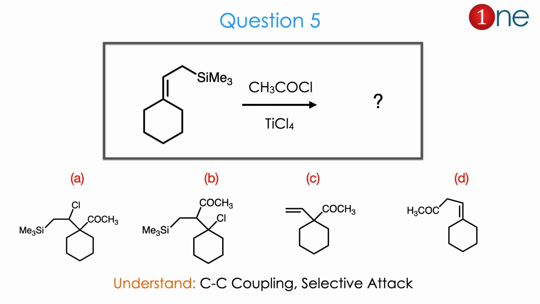Then question number 5. The starting material is cyclohexyl attached with an exocyclic double bond and trimethylsilyl. Here the reagents are acetyl chloride and titanium tetrachloride. Here they ask you to find the product. Here mostly the chlorine position is in the question as well as CH3CO. So you have to understand that carbon-carbon coupling occurs and the selective attack happens there.